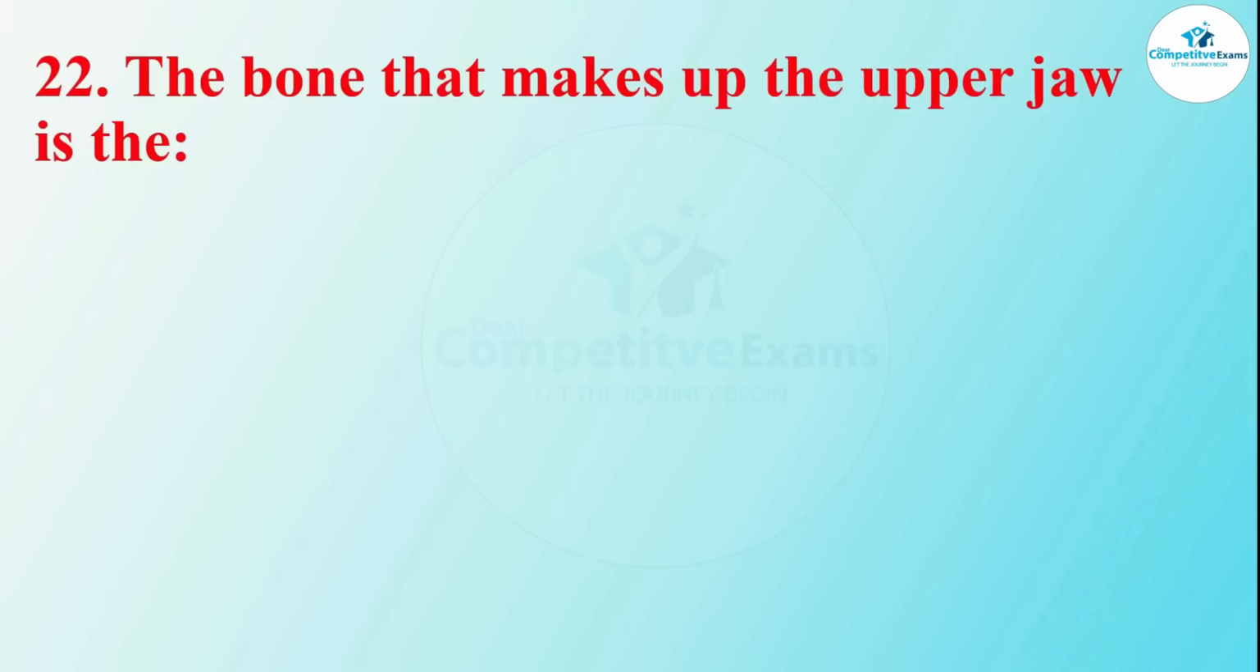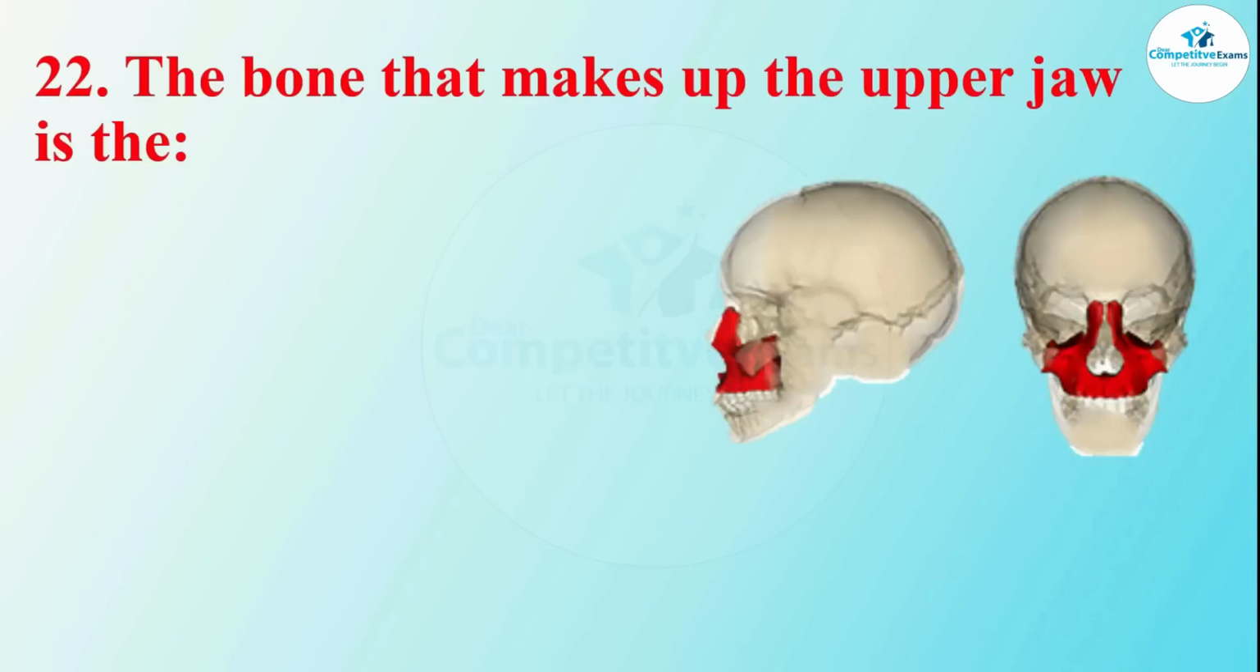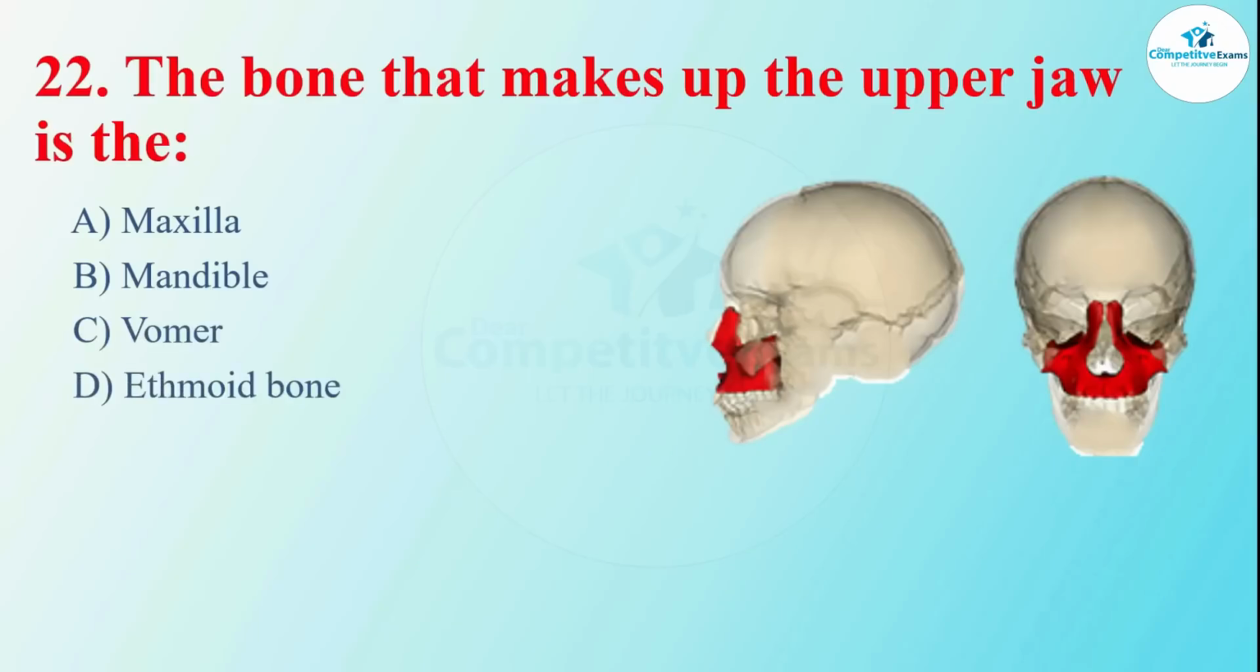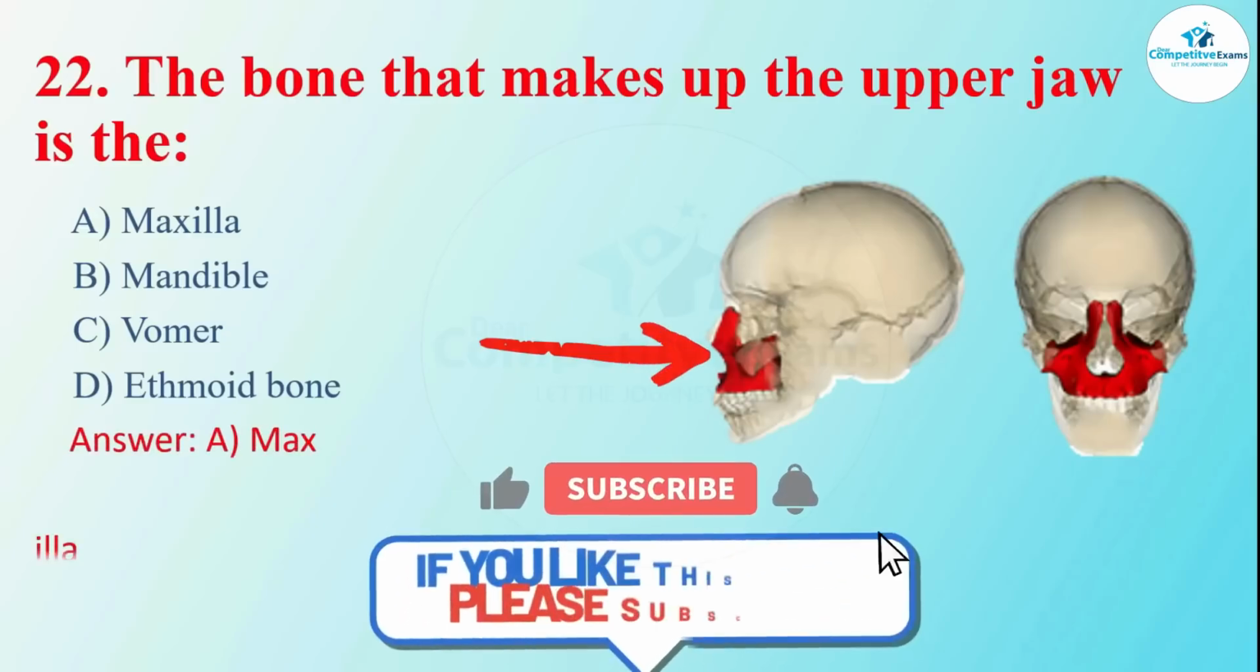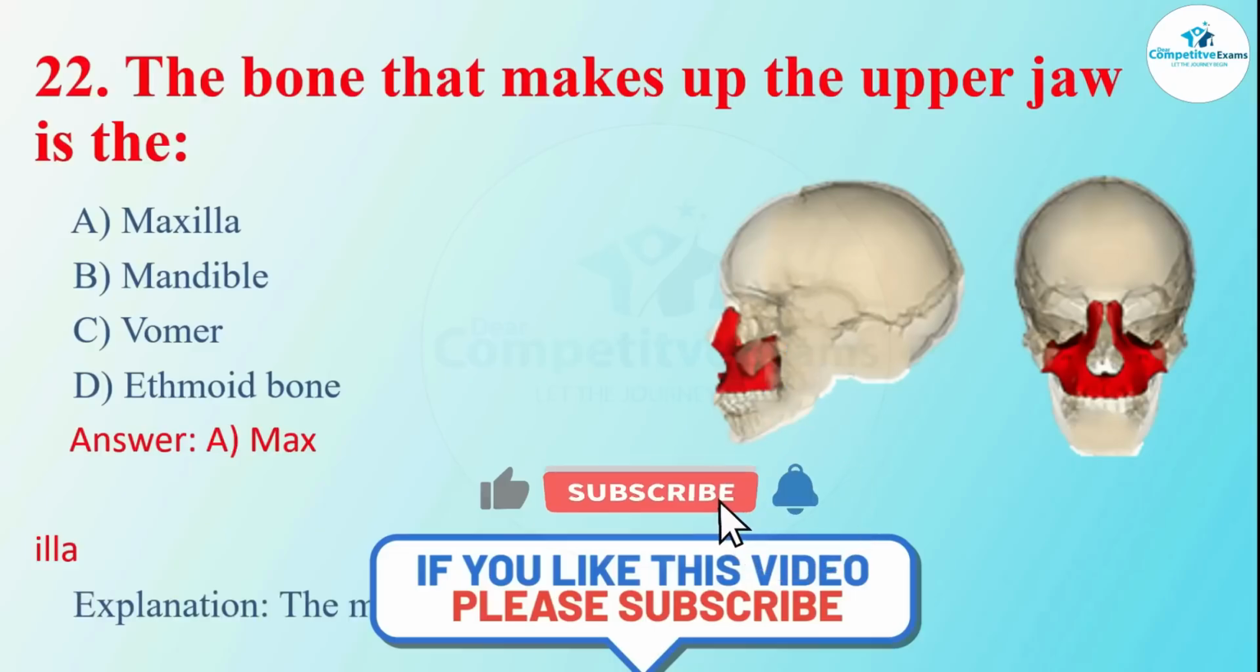Question number 22. The bone that makes up the upper jaw. So which bone makes up the upper jaw? The options are maxilla, mandible, vomer, ethmoid, or sphenoid bone. The answer is maxilla bone. Friends, the maxilla forms the upper jaw.